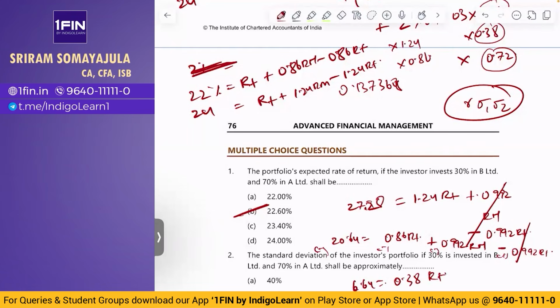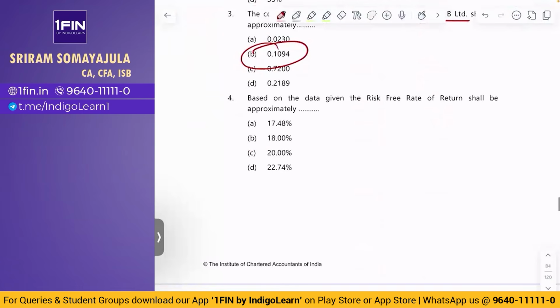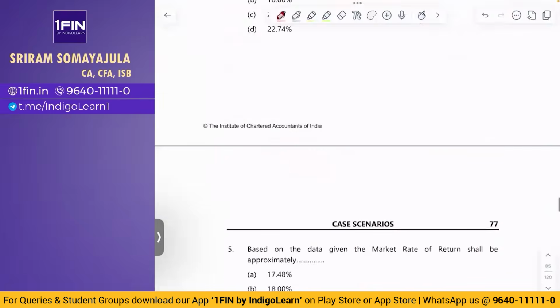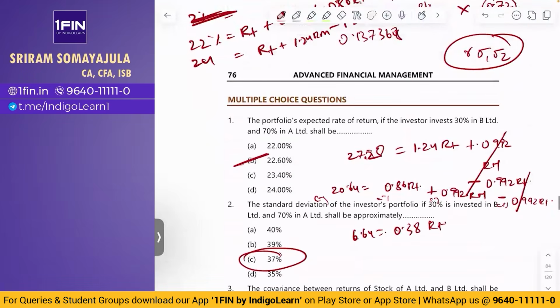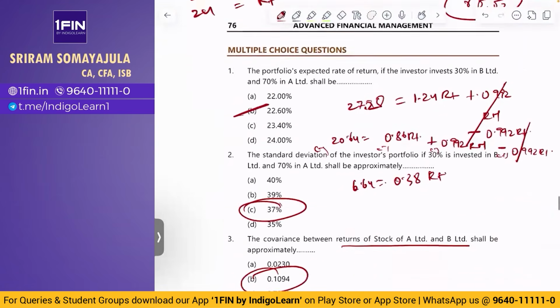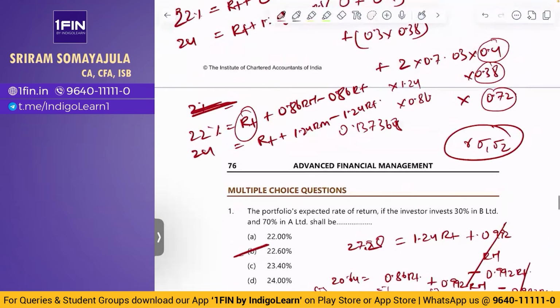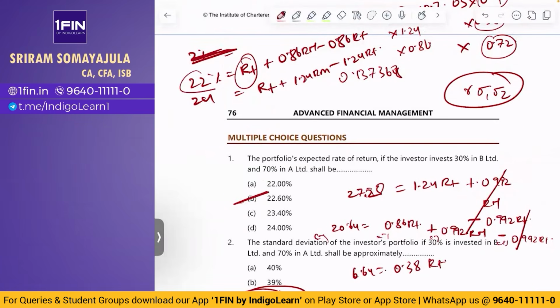6.64 divided by 0.38. You get 17.47 finally. Then if this is 17.47 or 48, what is the RM? That you can directly find out. You can input RF here. So let us solve using this equation.